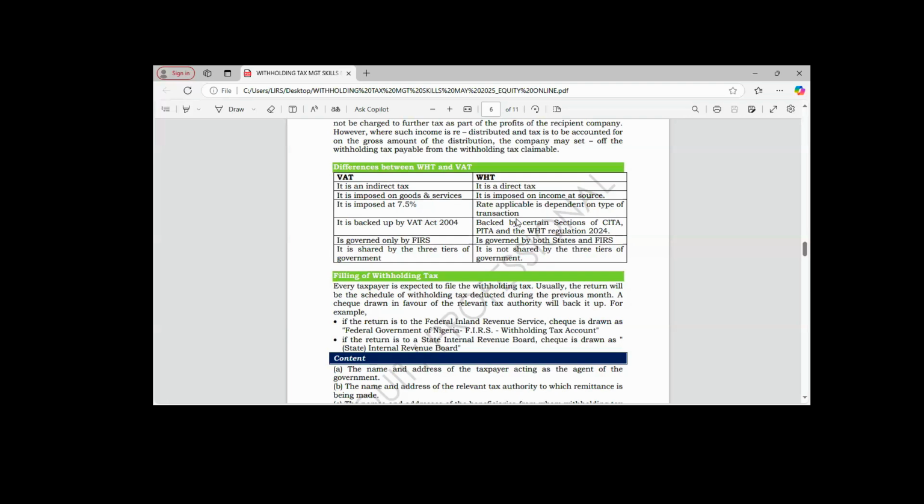It is prepared by the person who deducted the withholding tax, and you are going to present it to the relevant tax authority. Usually it is presented to the bank by the time you want to make payment. So when you are doing the filing, you are going to present that schedule, including the bank drafts to make payment for the withholding tax. Where it is to the federal government, the bank draft will be written in the name of the federal government.